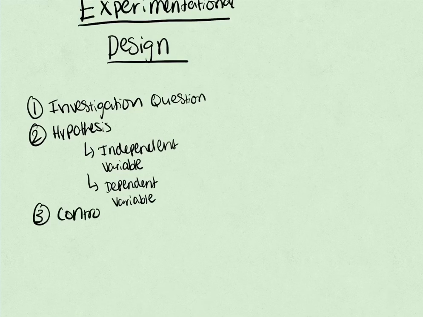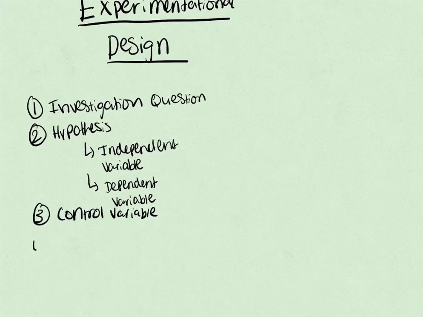Now let's talk about what control variables are. So control variables are variables that reduce any other external factors in the experiment. These try to limit any other variables that might change the effect or the result of the experiment.